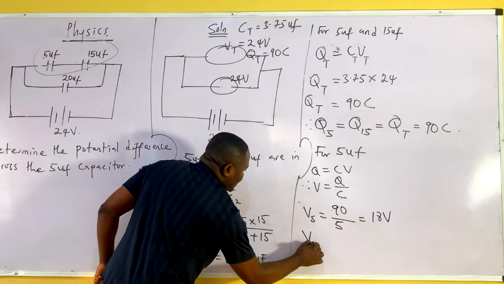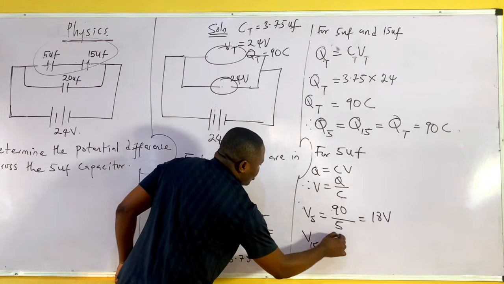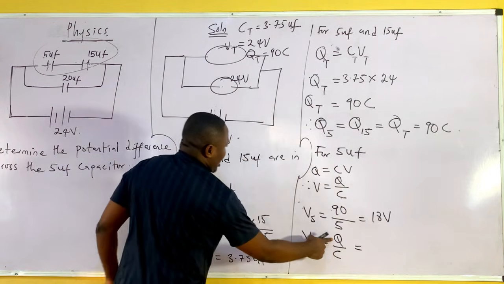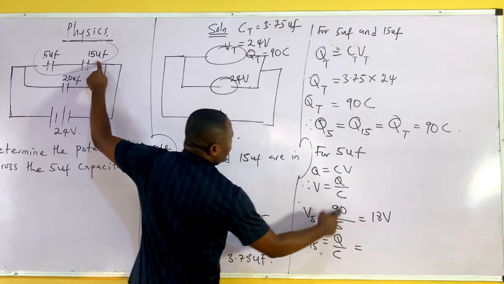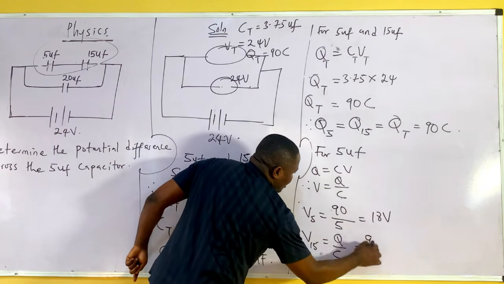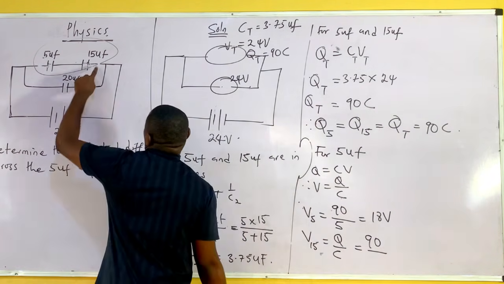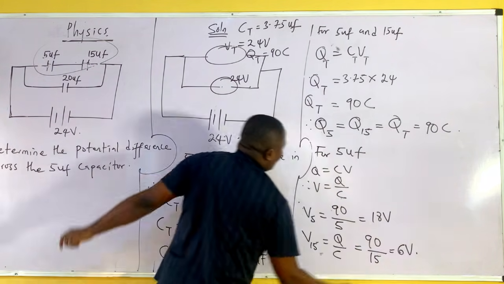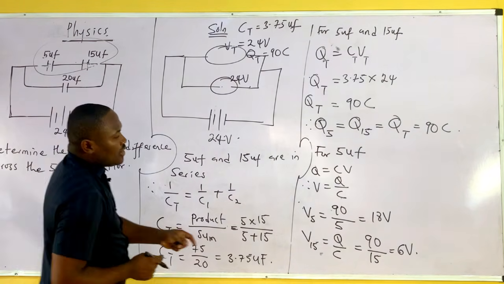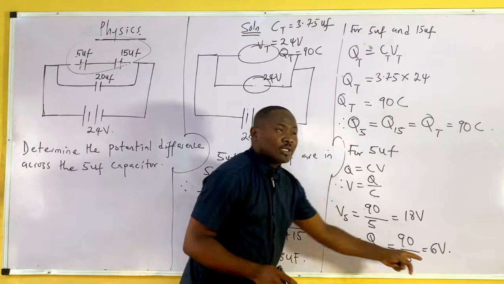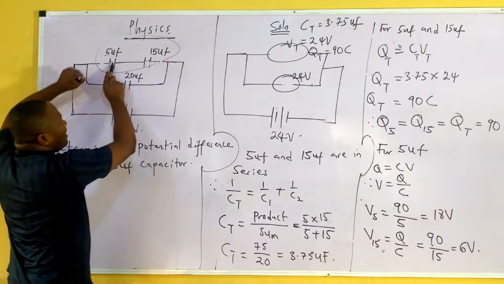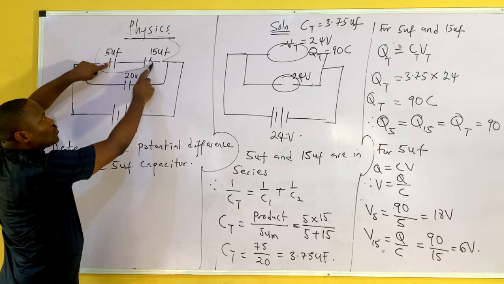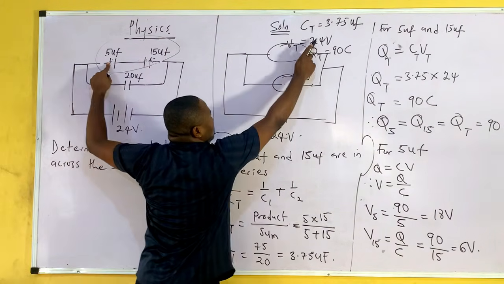What about for 15? It's still Q over C, and the charge for 15 is still equal to 90. So it's 90 over, what's the capacitance? It is 15. So this will be equal to 6 volts. So you see that 18 plus 6 equals 24. The 5 has 18 volts, the 15 has 6 volts, and the total gives us 24 volts.